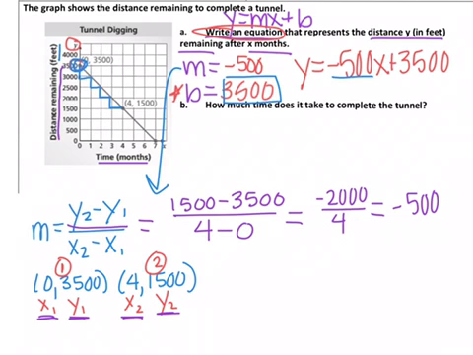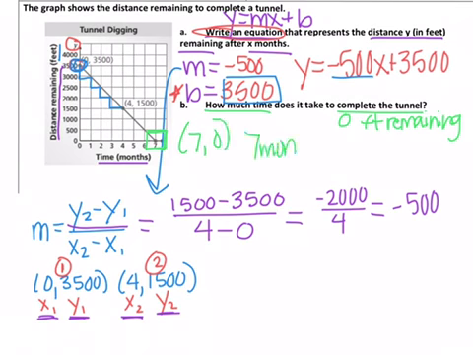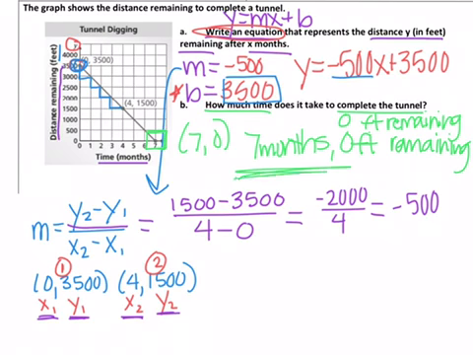Now let's talk about the very last part of this problem. It says, how much time does it take to complete the tunnel? Well, when you complete the tunnel, there should be 0 feet remaining to dig, okay? So that means we find that point on the graph. In the green, you guys can see the point of 7, 0 means that there are 7 months and 0 feet remaining of the tunnel, which means they're done with it. So it takes 7 months to complete the tunnel.